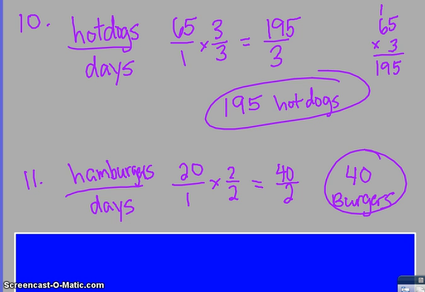We're comparing hamburgers to days. They sold 20 hamburgers in 1 day, and they want to know how many would you predict to sell in 2 days. So we're going to double it. We're going to multiply by 2 on the top and bottom. That's what makes them equivalent. And you're going to get 40 for your new numerator, which means it would be predicted that they would sell 40 hamburgers in 2 days.